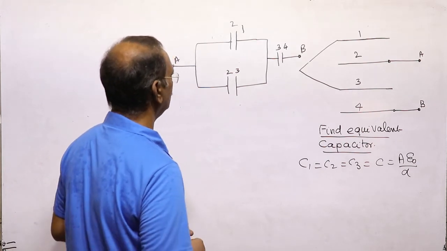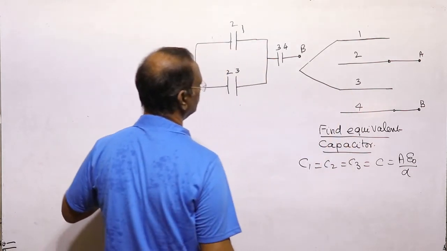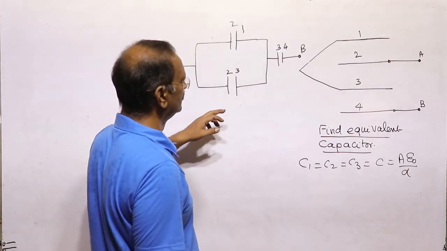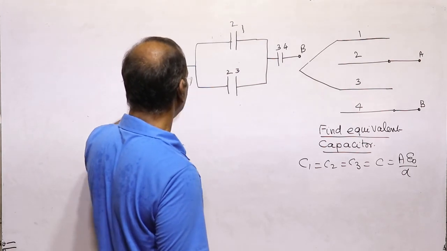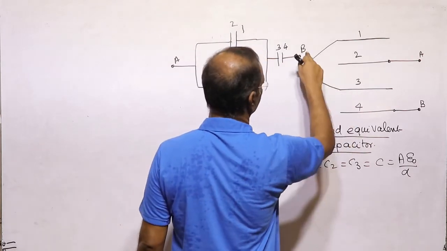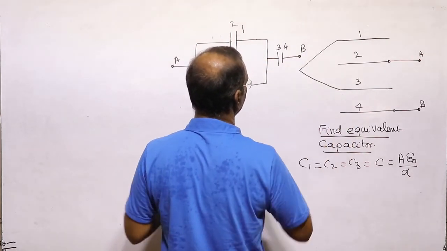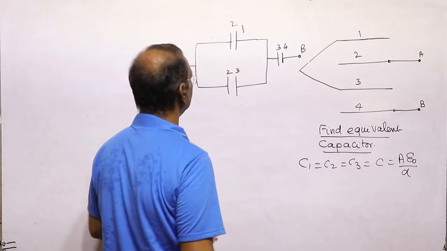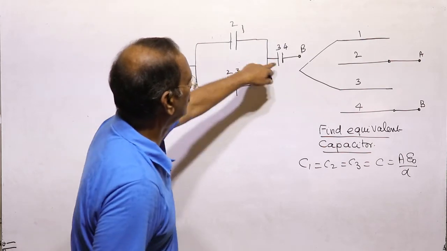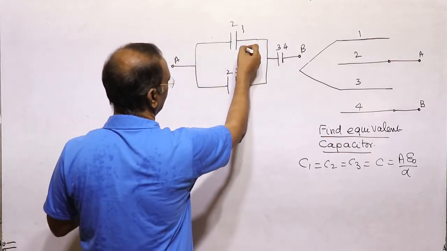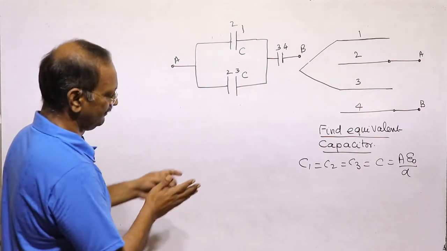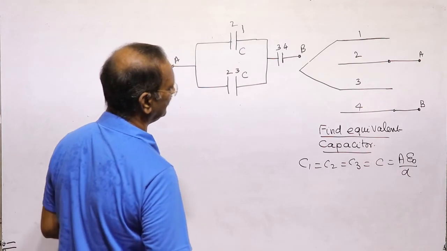See, 1 and 3 are connected to the same point. 2 and 3: 2 is connected to point A, and 2 and 3 are forming a capacitor. Then 3 and 4: 4 is connected to point B, and 3 and 4 form a capacitor. It means we can easily say these are in series, and this one is in parallel with this one. All are equivalent capacitors because the separation between the plates is the same and the area is also the same.